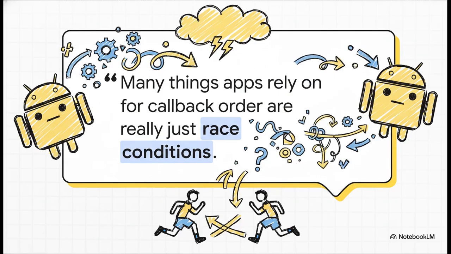And finally, just a quick word of caution from the community. A Reddit user named Fear the Cron made this great point. We tend to think of the Android lifecycle callbacks as having this really strict, predictable order. But the reality is, very little is actually guaranteed. A lot of the things we rely on are basically just race conditions that happen to work out in our favor most of the time.